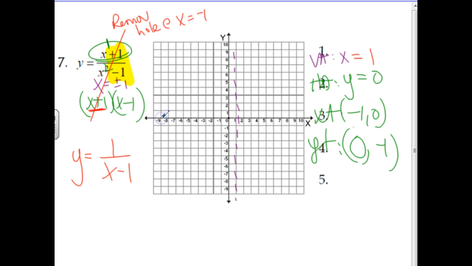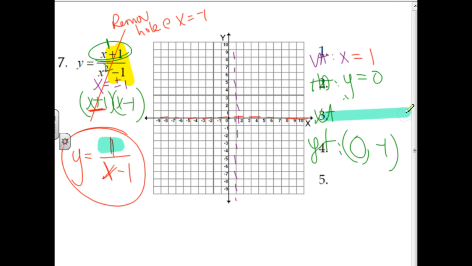A horizontal asymptote stays the same at y equals 0. So I'm really looking at this function now. The degree of the numerator is less than the degree of the denominator. My x-intercept, this time my x-intercept is a big none. Because how come? 1 never equals 0. So I would say none. There's no x-intercept. And the y-intercept is still at -1. Because now I'm looking at letting every x be 0.